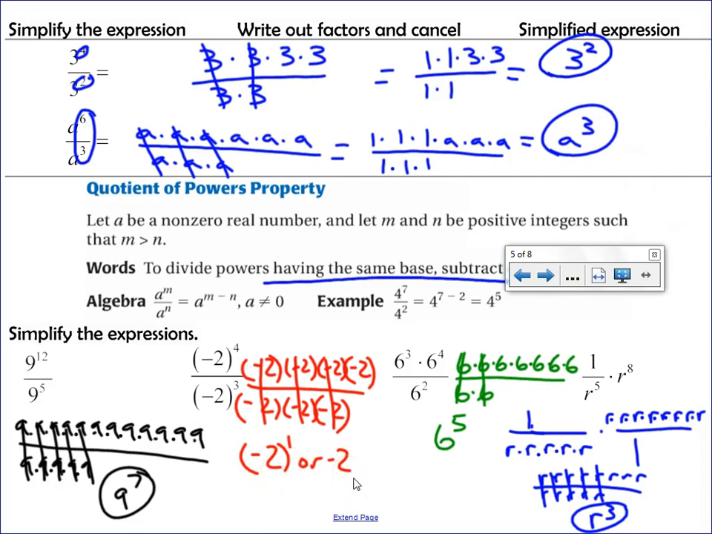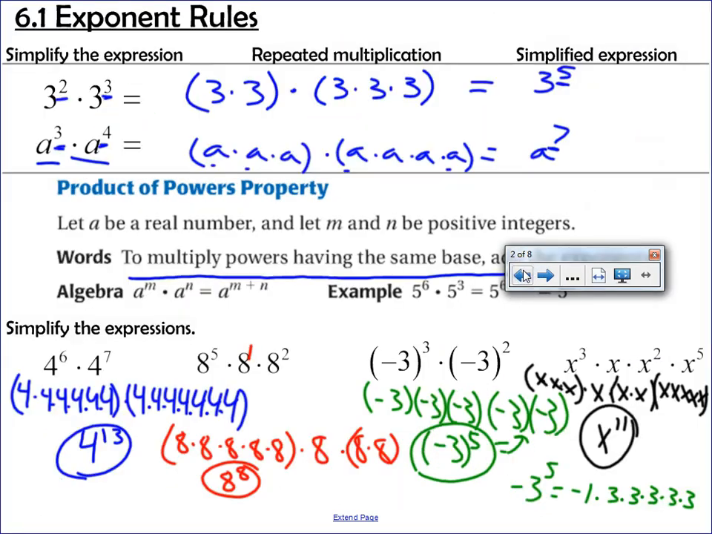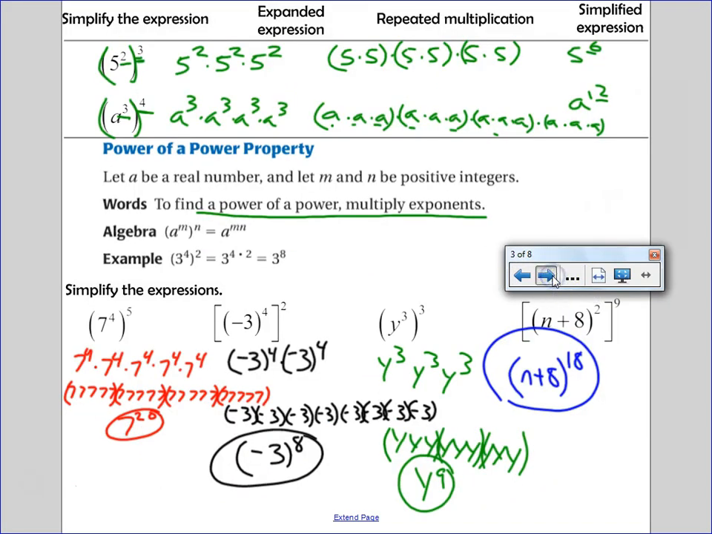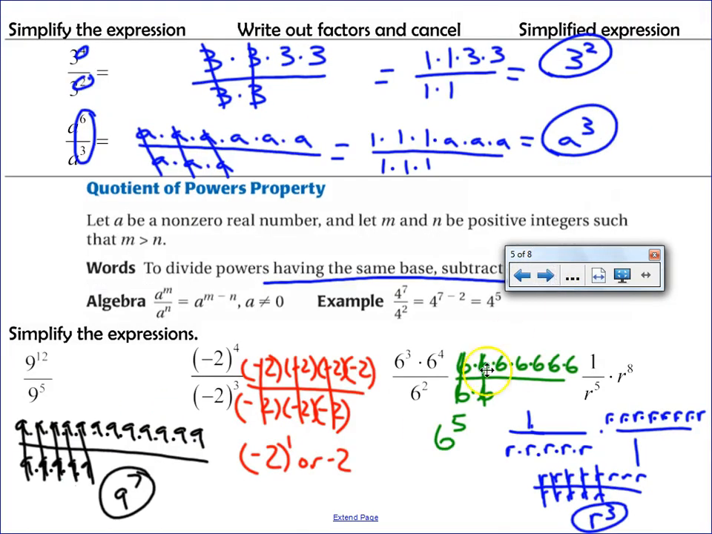Next one combines what we've done before with the product of powers property, which are tongue twisters, with our quotient of powers property. So 6 to the 3rd times 6 to the 4th divided by 6 squared. We get 2 6's to cancel out, 6 to the 5th.